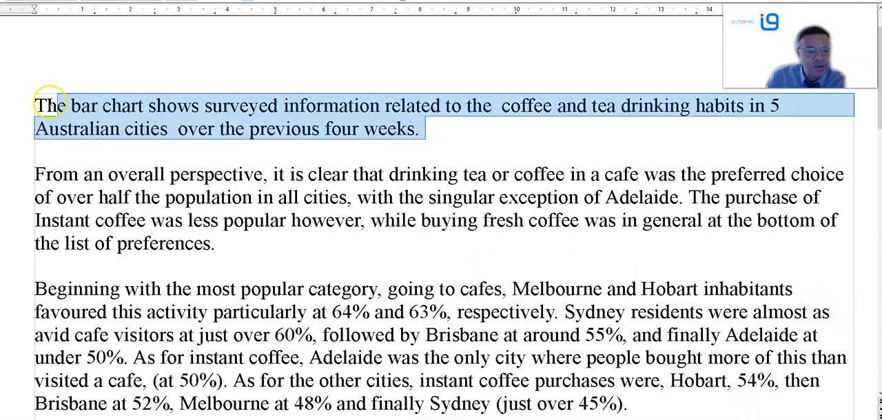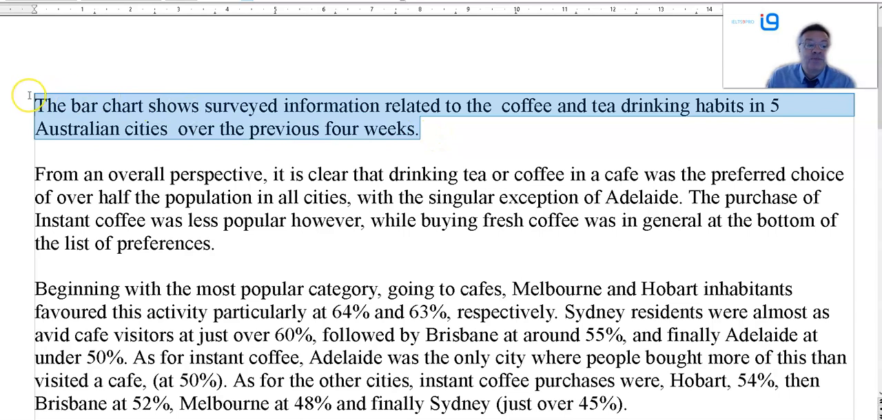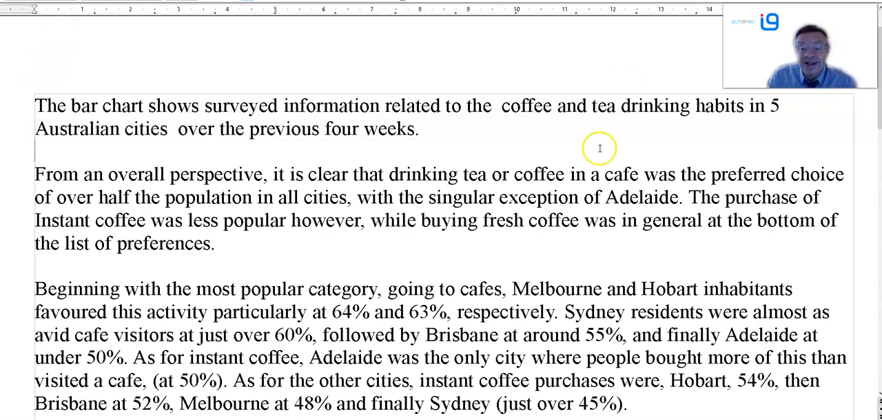This is my cursor, okay. In 5 Australian cities over the previous 4 weeks. So, you simply have to paraphrase the rubric in the chart. You know, you could say percentage, you could put what's on the x-axis, what's on the y-axis. You don't really need to, but I could add it here, measured in percentages, but okay.